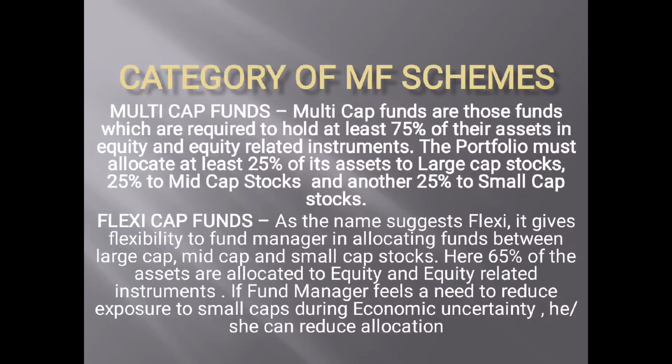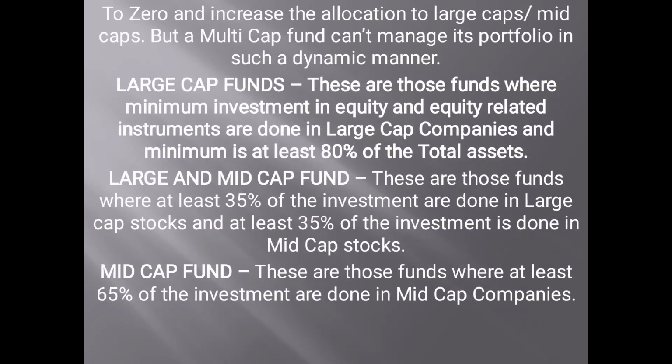Whereas another fund is known as the flexi cap fund. As the name suggests, flexi, it gives the flexibility to the fund manager in allocating the funds between large cap stocks, mid cap stocks, and small cap stocks. Here 65% of the assets are allocated to equity and equity related instruments. If a fund manager feels a need to reduce the exposure to small caps during economic uncertainty, he or she can reduce the allocation to zero and increase the allocation to large caps or mid caps.